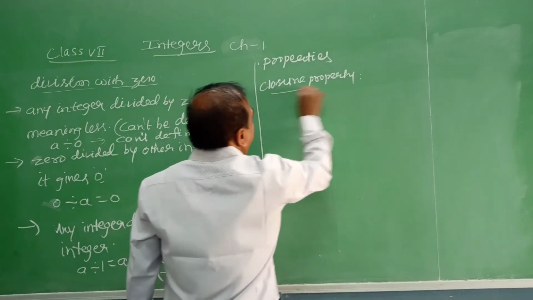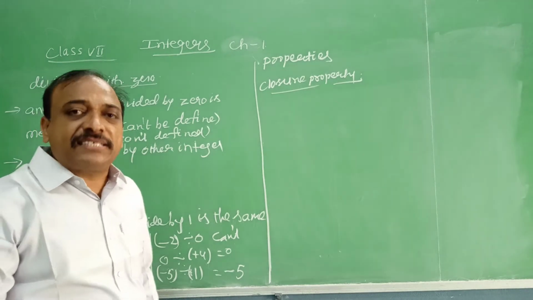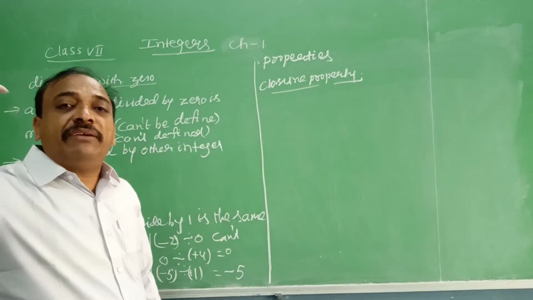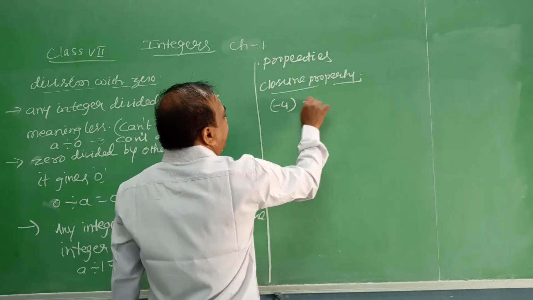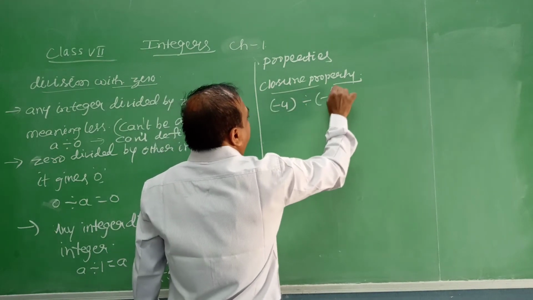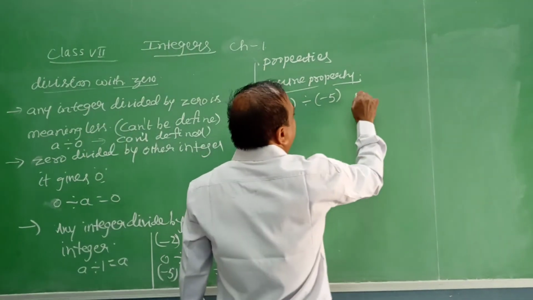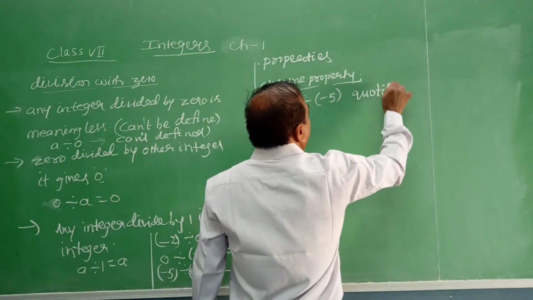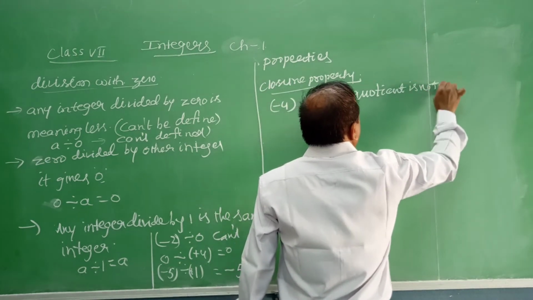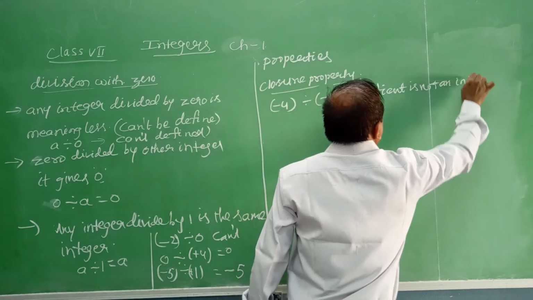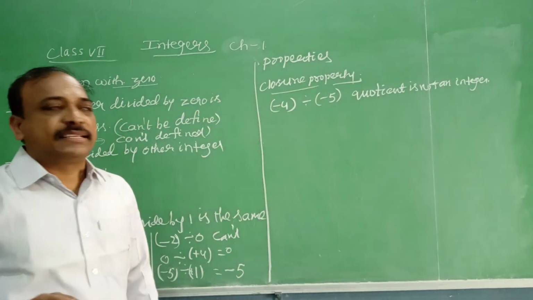What is the closure property? a divided by b, where a and b are two integers, then a divided by b should also be an integer. So minus 4 divided by minus 5 is not an integer. The quotient is not an integer.